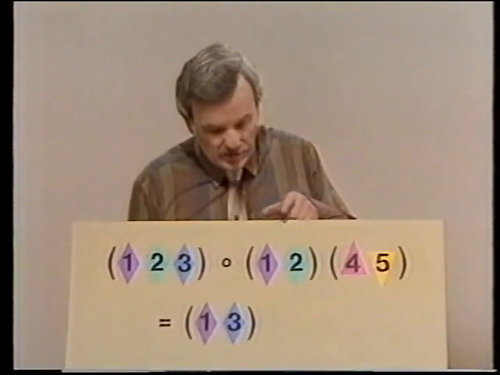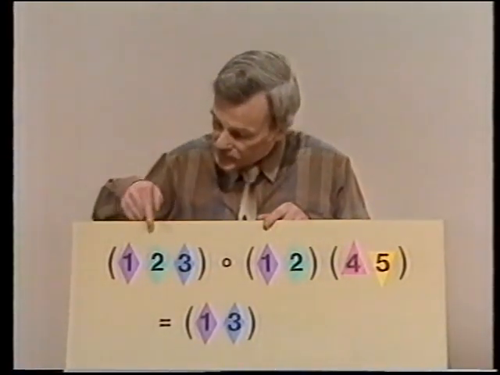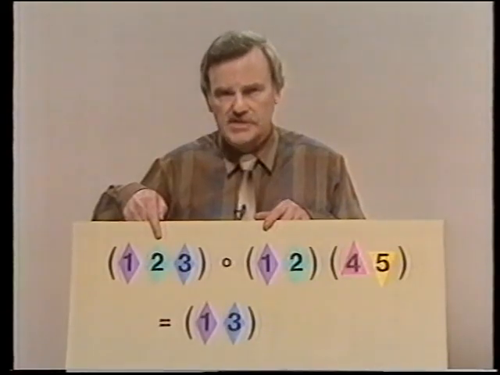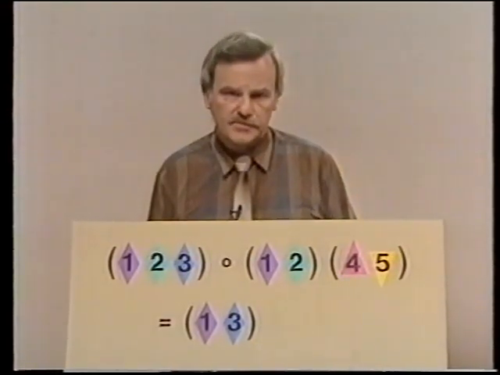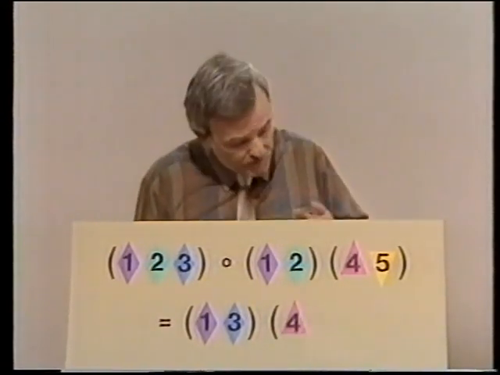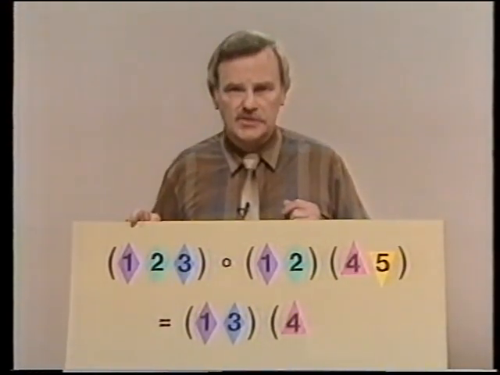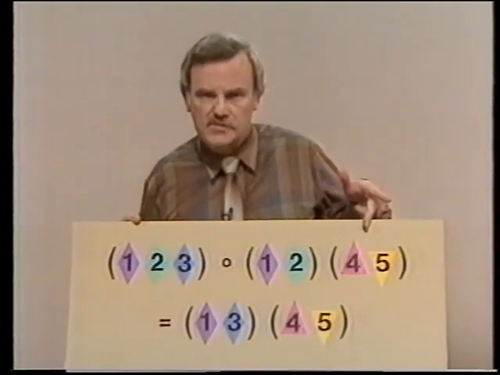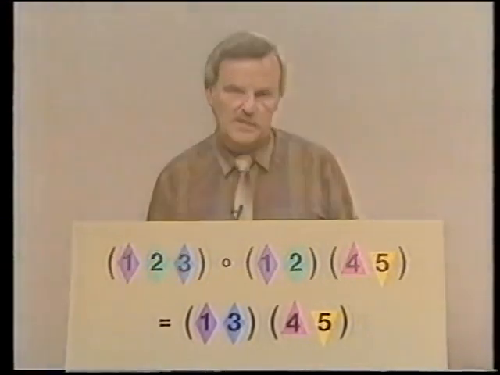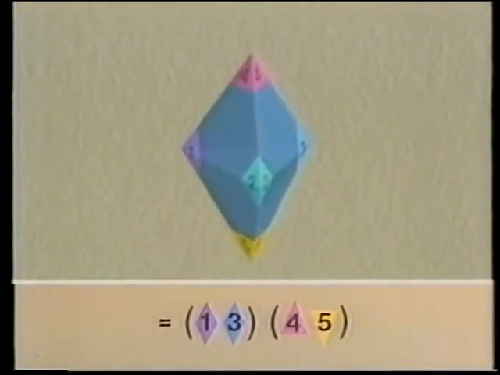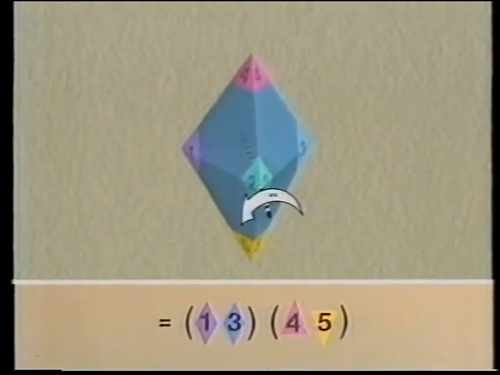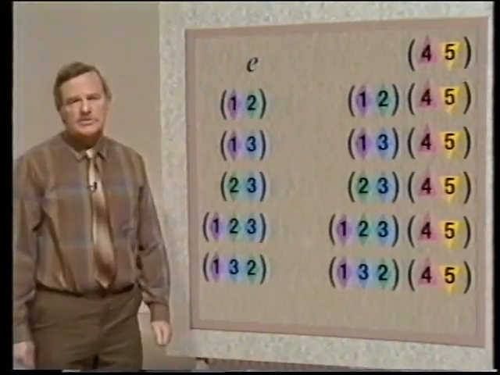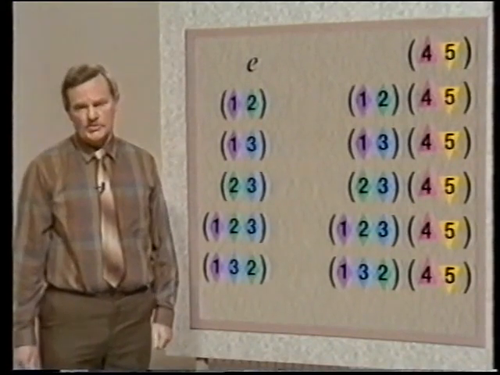Now look at 2. It goes to 1 here, then 1 goes back to 2. So the composition fixes 2, and we don't need to write it down. Next, 4. Well, both 4 and 5 are unaffected by this permutation, so they're just interchanged by this first one. And that does it. 1 and 3 are interchanged, and 4 and 5 are interchanged. That's a rotation about this horizontal axis. So working with the permutations can certainly assist our geometrical visualization.